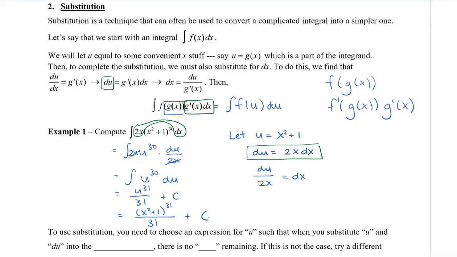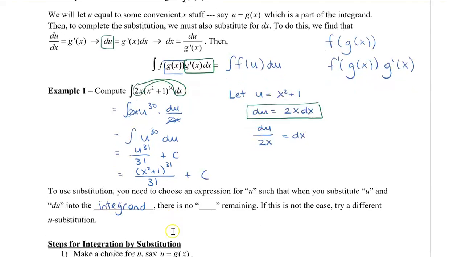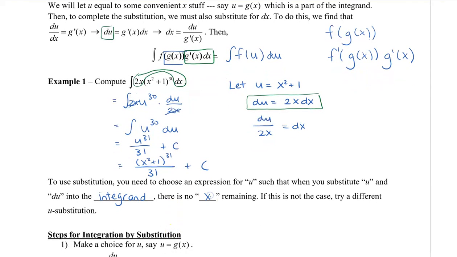So to use substitution, you need to choose an expression for u such that when you substitute the u and the du into the integrand, there is not going to be any x remaining. So you notice here that I canceled off the x's.